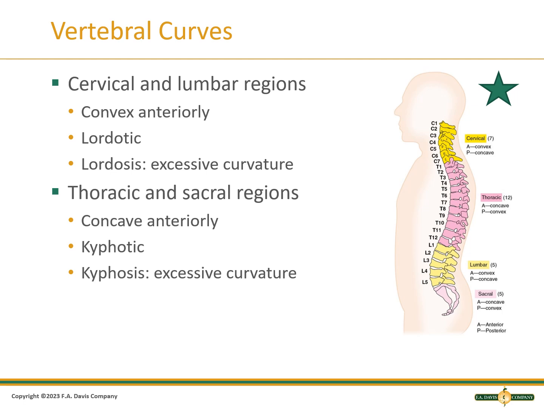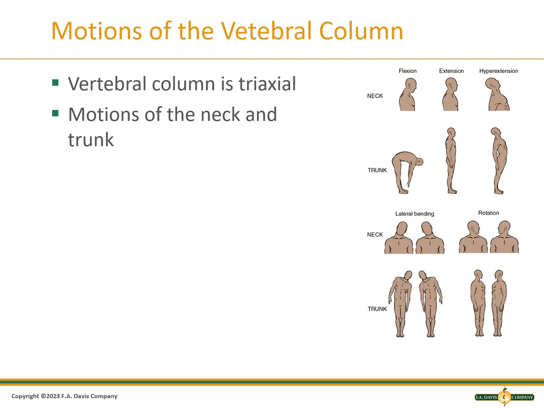This picture is important for you to know and understand for the direction of the curves, and it'll be important as we get into posture, but for your exam purposes as well. Now, if we look at motions of the vertebral column, motions of individual vertebrae are going to be restricted by their orientation and bony prominences or bony articulations, but the vertebral column as a total is triaxial. So we look for motion in all 3 planes of motion. And this is going to constitute motions of the neck and trunk. Both are going to be triaxial.